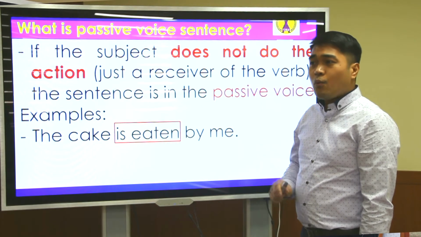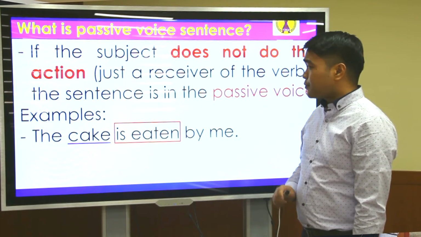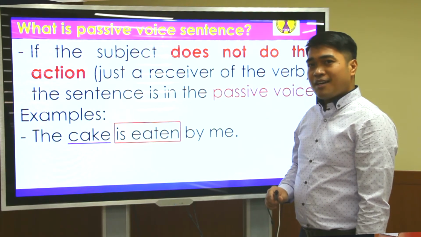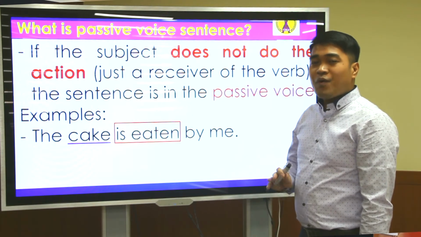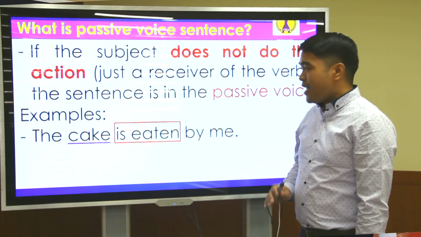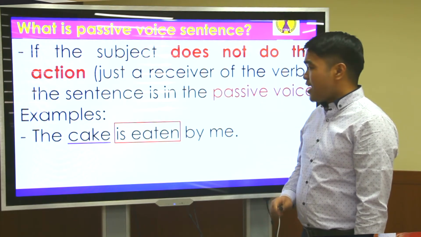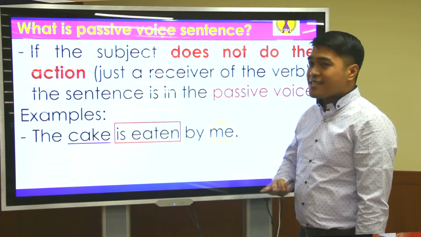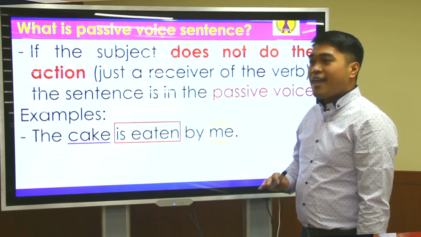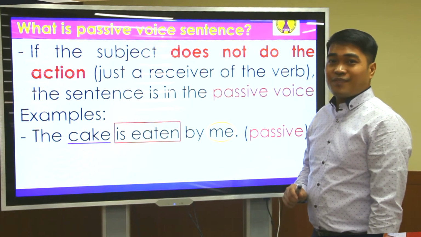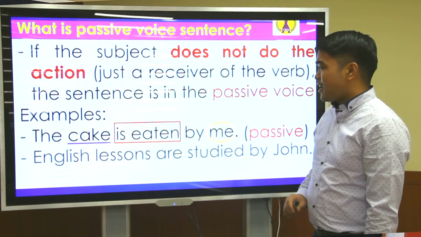Second question, what is our subject? Our subject is cake. All right? But third question, who is doing the action of eating? Who eats the cake here? It's me. So this time, the subject cake is not doing the action. This kind of sentence is said to be in the passive form. All right? So, another sentence.